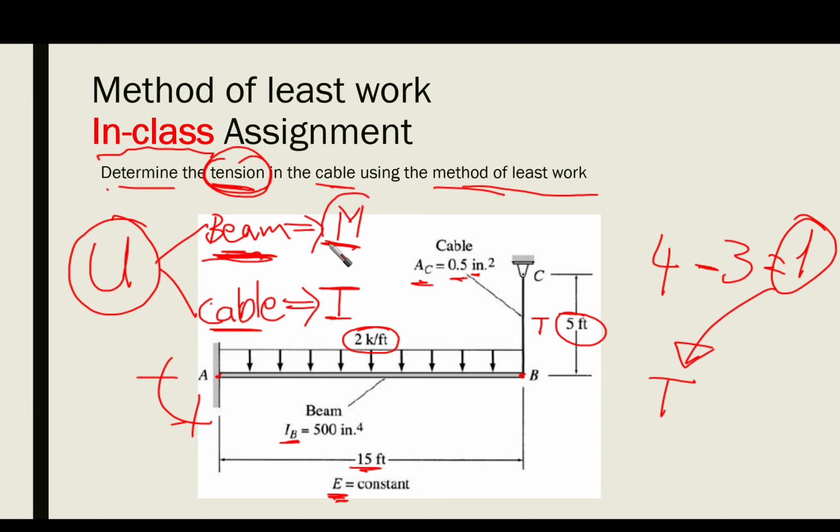M means that we are going to deal with what? Some integration, right? And T means that we are going to deal with what? Yes, summation. So take care of this, that we are going to have two of them. After explaining these hints for the in-class assignment, I strongly recommend for you to stop the video now and try to work this example by yourself.